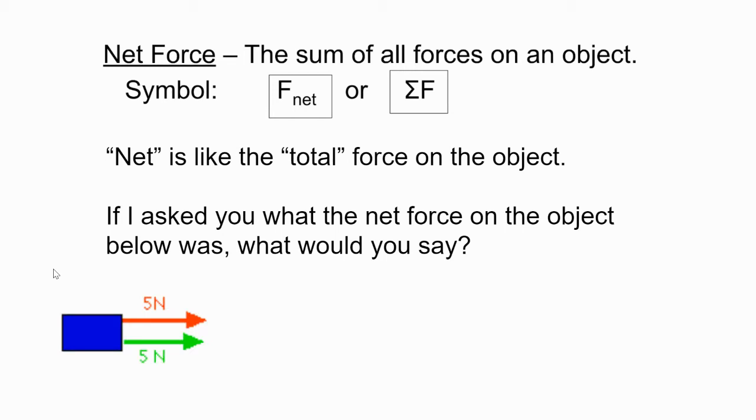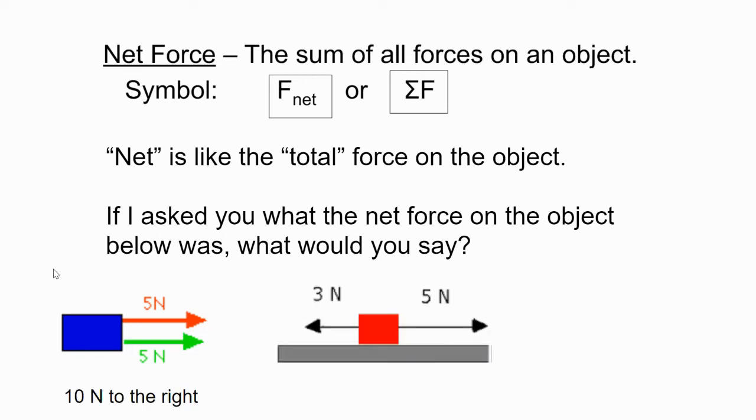So if I had a 5 Newton force to the right and another 5 Newton force to the right, what would the total force be on that object? Well, they're both to the right, so you would just add them together, right? So you would get 10 newtons to the right.